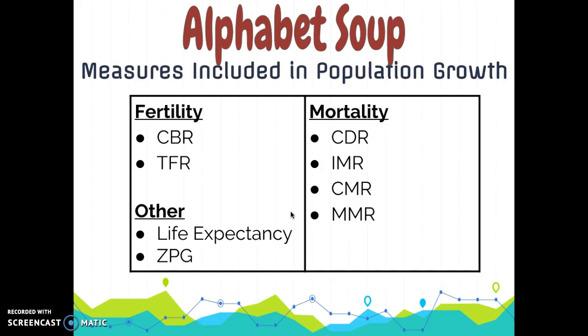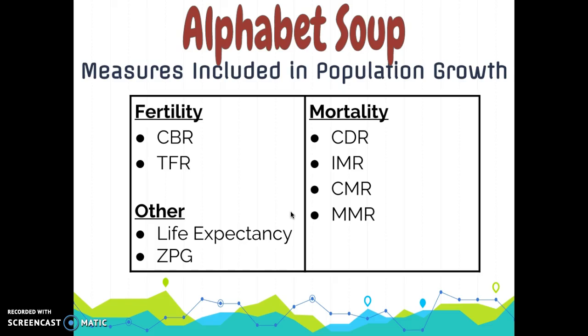Okay, so even though we just discussed those three equations, there are other measures that are included when demographers look at population growth. And we call this alphabet soup because of all of these abbreviations. I'm going to go through these really quickly, but I've grouped them as fertility, mortality, and other. So fertility measures are crude birth rate. You know that that's the total number of live births per 1,000 people in a year. And the total fertility rate is TFR.